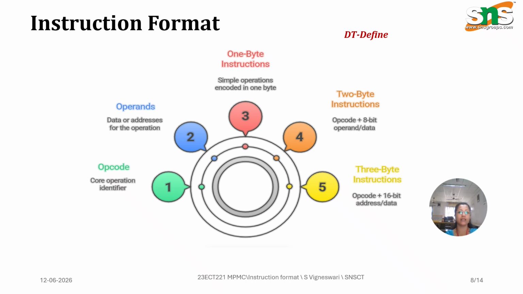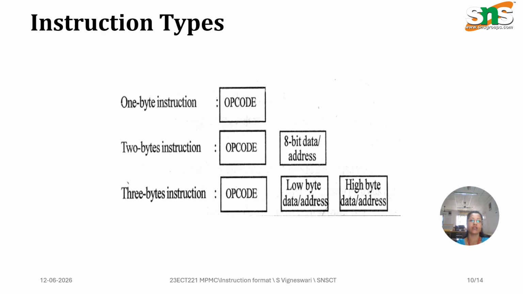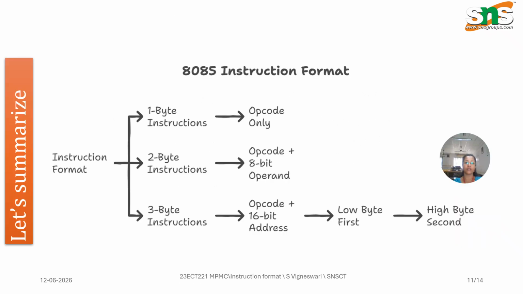For example, LXI H, 2050, where LXI is the opcode and the location is a 16-bit value. And next we'll see how the instruction format proceeds and what the instruction types are. We have seen 1 byte, 2 byte and 3 byte instruction types.